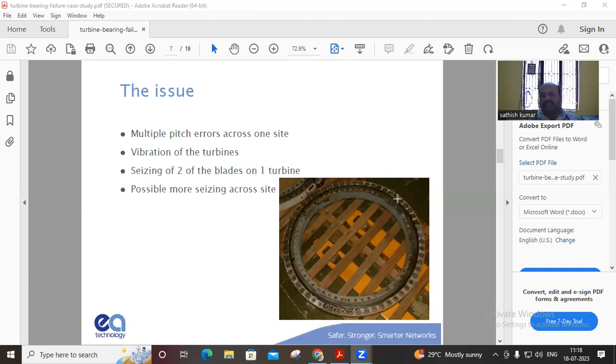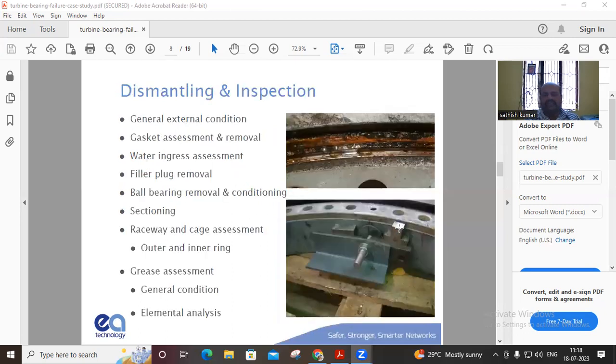Whenever the turbine starts to rotate to produce electricity, there is a feeling of vibration that comes across the blades. Seizing of two of the blades on one turbine. So there may be a possibility of seizing across the side. This is a very dangerous issue, and catastrophic failure may happen when it is left unattended. So the engineers go along the way to dismantle and inspect the things.